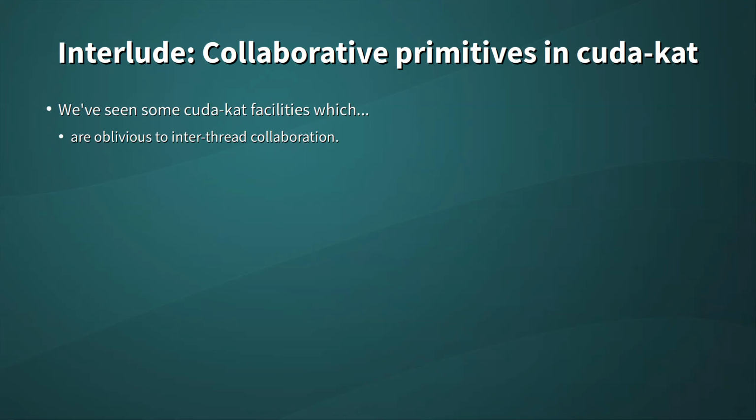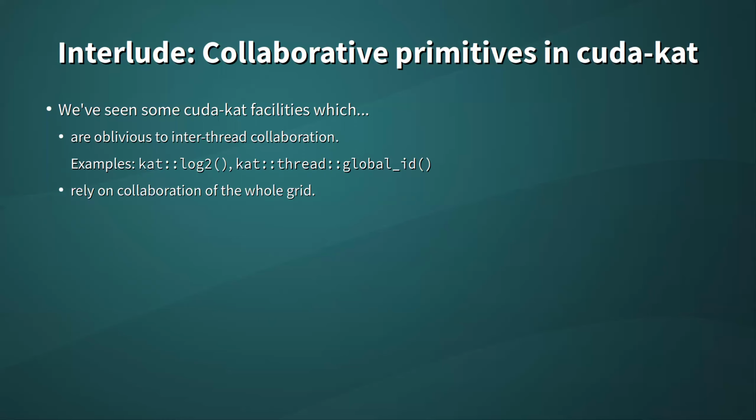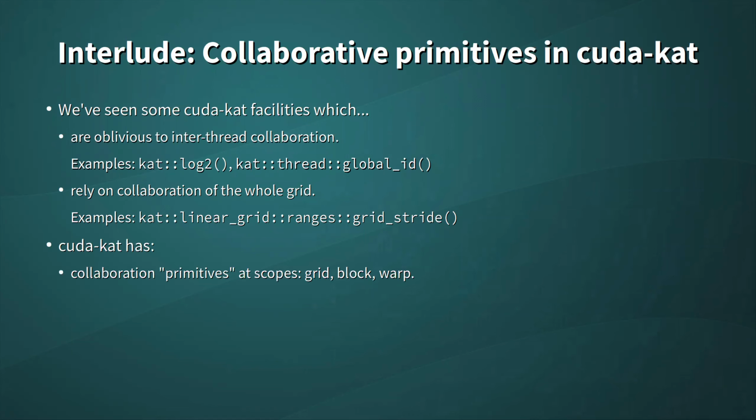So like I said, some of the stuff we've already seen from the library has nothing to do with collaboration, and you can just call it in an individual thread, like the log2 or the global ID. But we've already seen that the range that we use for serializing the action on the entire pair of vectors, that grid stride range, actually involved the entire grid. And we have different kinds of primitives at the three scopes of grid and block and warp.